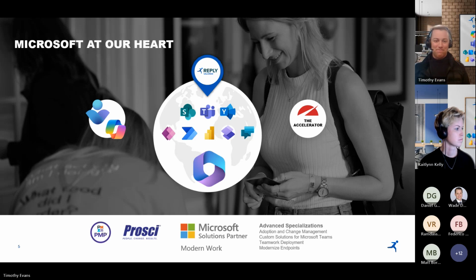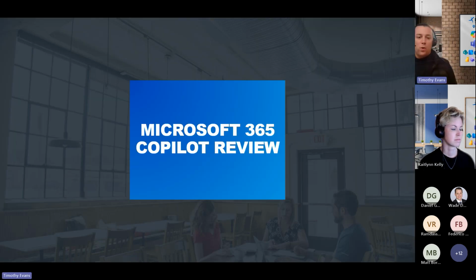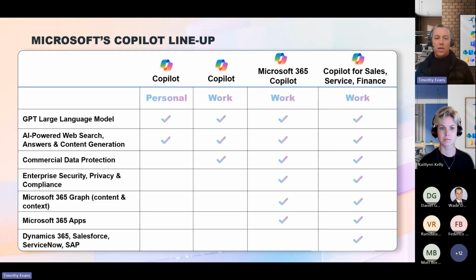All right, so a real quick review of Microsoft 365 Copilot at this very high level. When we think about Microsoft's Copilot lineup, we've got four different Copilots or SKUs across the board here: Copilot Personal, Copilot Work, Microsoft 365 Copilot, and then Copilot for Sales, Service, and Finance. A lot of what we're going to be talking about today falls in this fourth column, which is Microsoft 365 Copilot, formerly known as Copilot for M365.